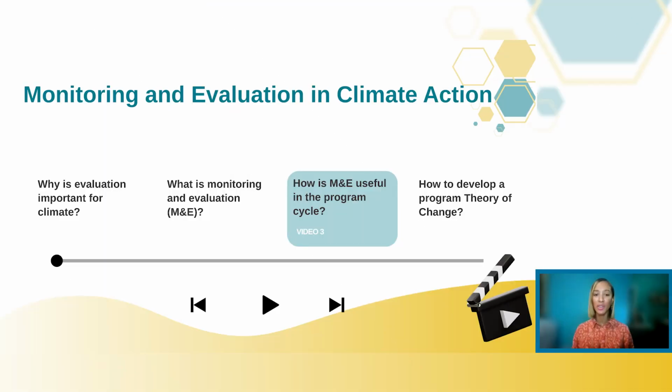This is the third video in a series of 4 videos in which we are discussing monitoring and evaluation in climate action. In the first 2 videos, we discussed the importance of evaluative thinking to achieve transformational change and some of the tools that we use to generate evidence to support decision-making in climate action. The goal of this video is to explore the various phases of the program cycle and how the different types of evaluation fit throughout the cycle.